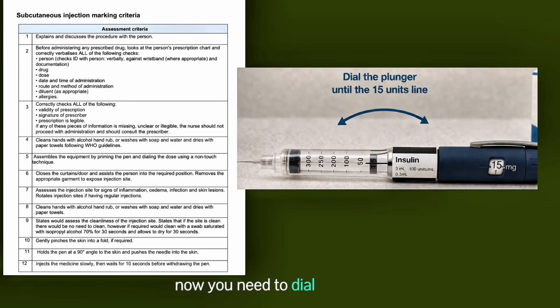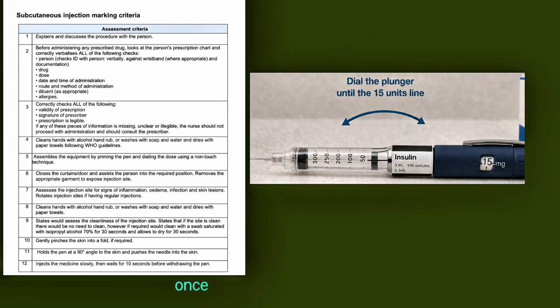Now you need to dial your dose. Do this by dialing up to the 15 units. Whilst doing so, you will also hear a clicking noise on the pen. In most pens, each click corresponds to 1 unit on the pen. You can see this from the dosage window. Once you dial the 15 unit insulin, Miss Examiner, if you could just check.